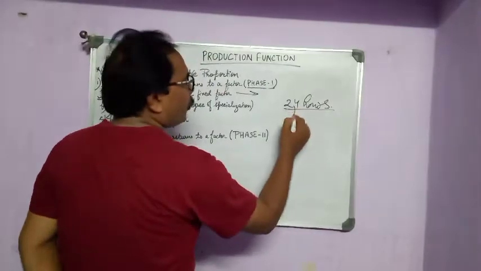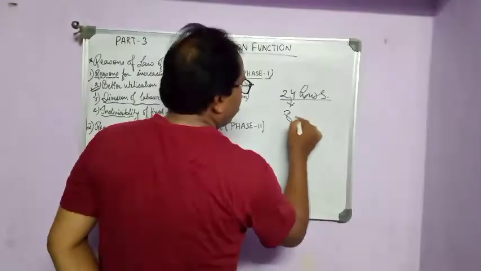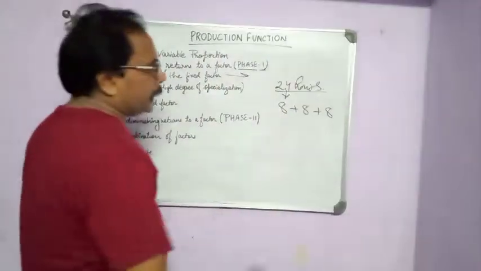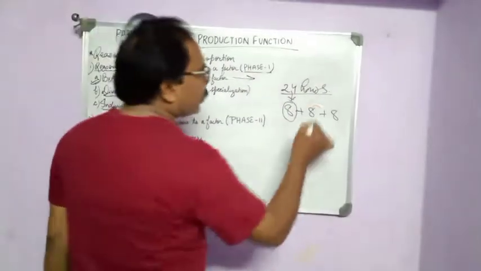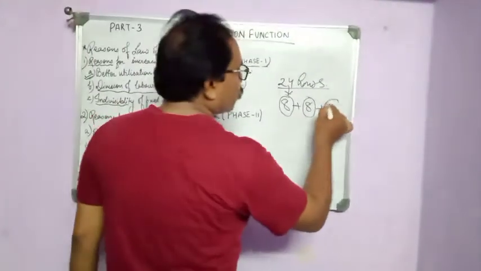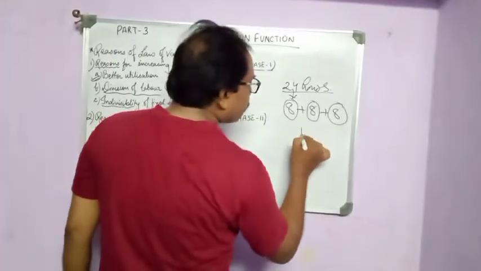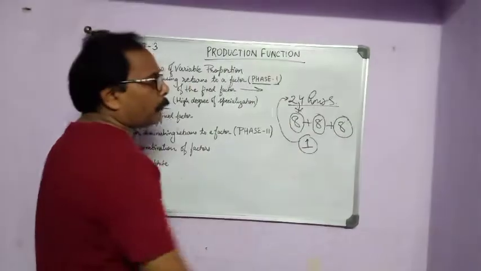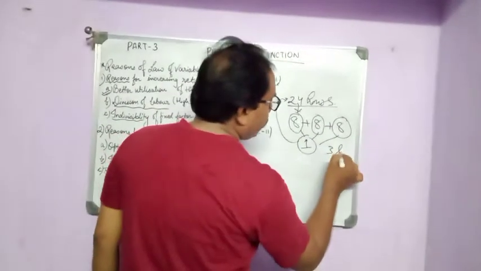So 24 hours is divided in three parts, means 8 plus 8 plus 8. What does it indicate? It indicates that one labor will work for 8 hours, another will again work for 8 hours, and the next one will again work for 8 hours. It means if there is a single machine and that machine will be utilized for 24 hours, we have the requirement of 3 labors.